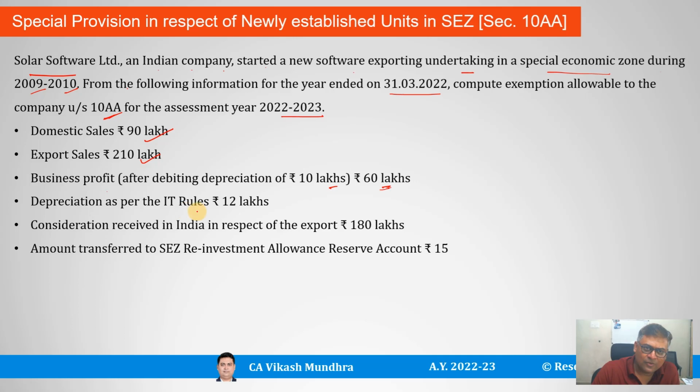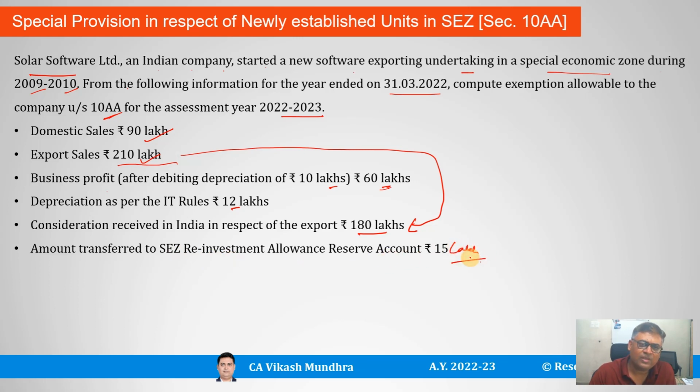As per IT rules, depreciation would be 12 lakh. Consideration received in India in respect of the export turnover is 180 lakh. Out of this 210 lakh sale, 180 lakh has been received. Amount transferred to SEZ Reinvestment Allowance Reserve account is rupees 15 lakh.